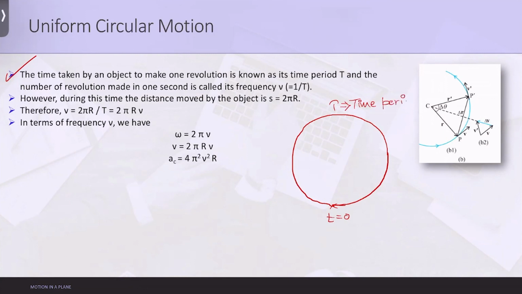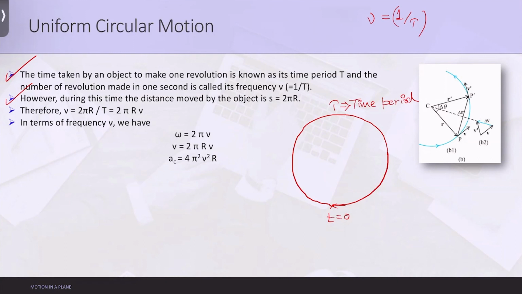It is denoted by capital T, and the number of revolutions made in 1 second is called frequency. So how do we obtain the frequency? Frequency is nothing but equal to 1 by T. That is how you can obtain the number of revolutions made in 1 second, which is called frequency. Frequency is always inverse to time period.